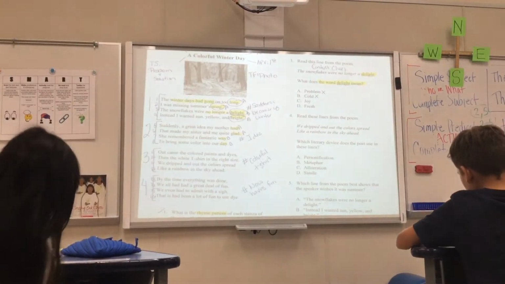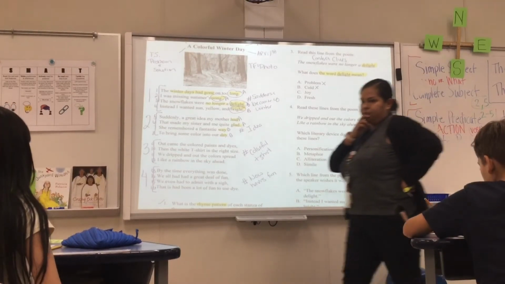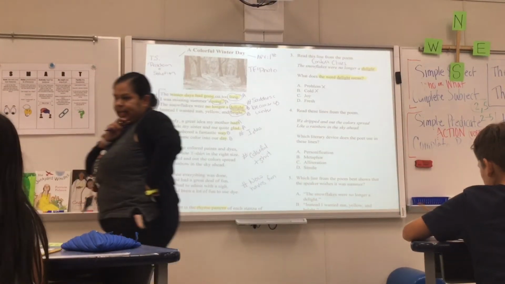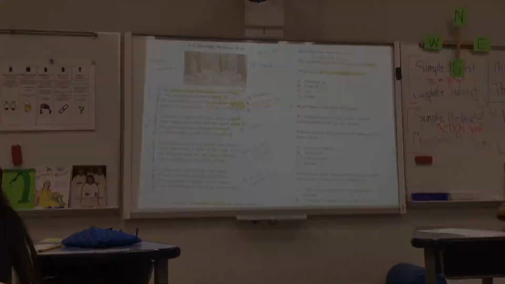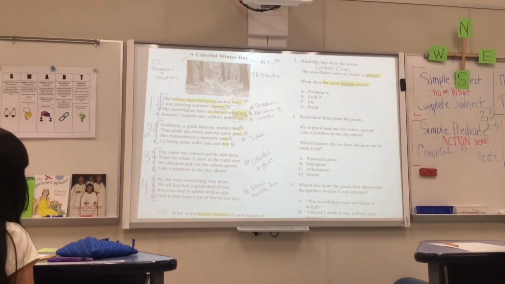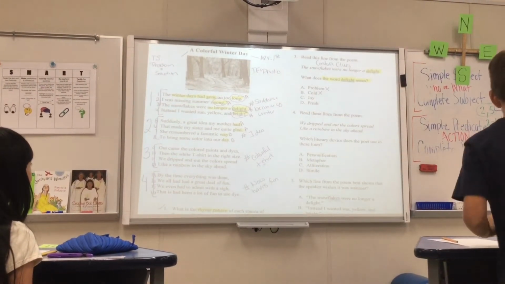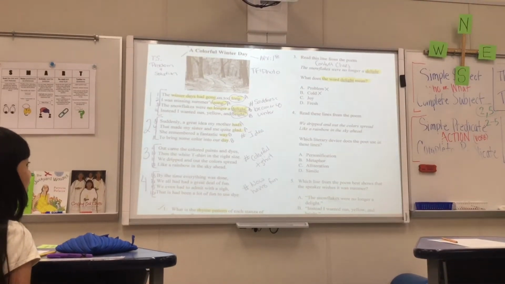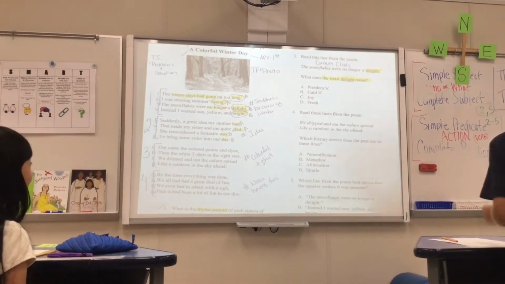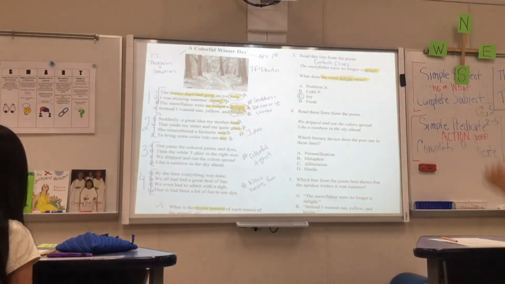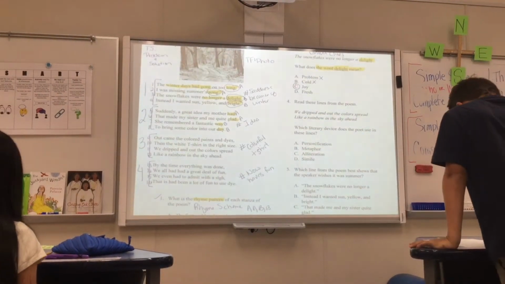Talk with your partner. Choose an answer between joy and fresh. What could delight possibly mean? Okay, I want you to tell me out loud. What's the correct answer? C. Joy. Say it again. 1, 2, 3. C. Awesome. Awesome sauce. Okay?